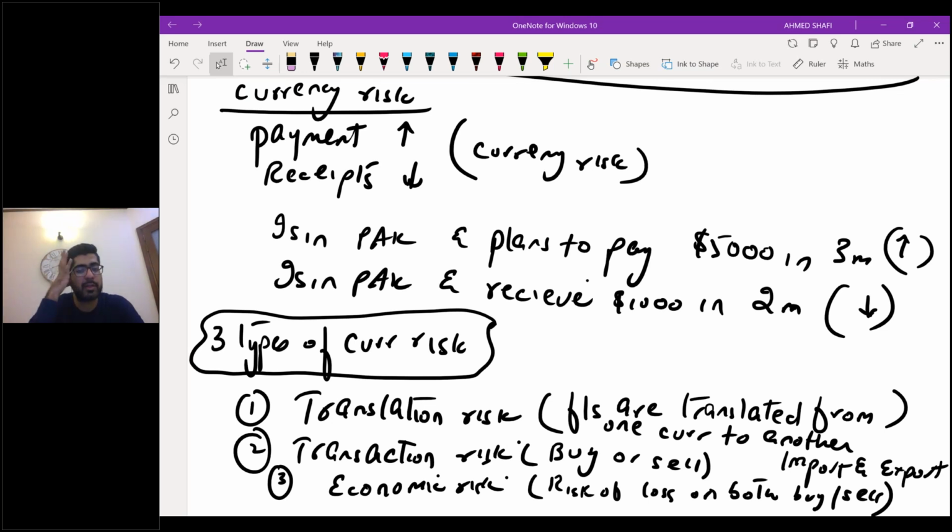So there are three types of currency risk: translation risk, which occurs when financial statements are translated from one currency to another; transaction risk, risk on any buy sell transaction; and economic risk, the risk of loss on both buy and sell transactions. Okay.